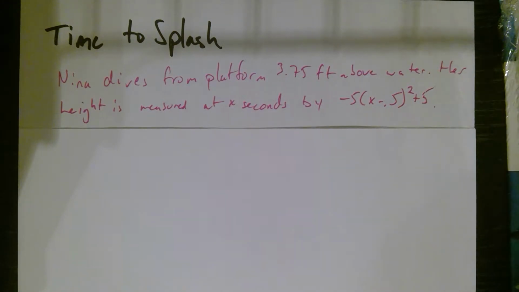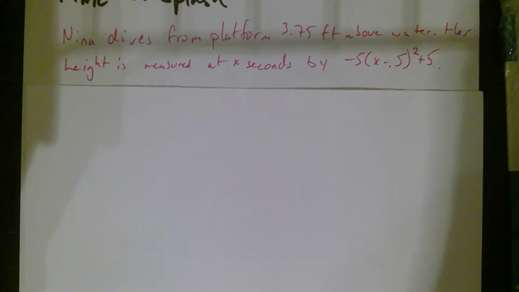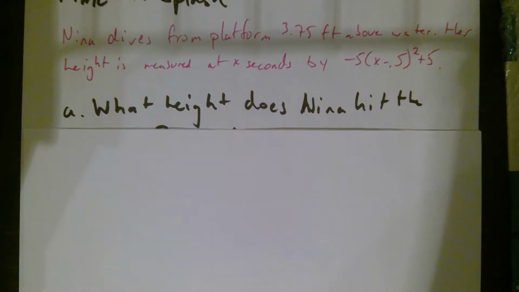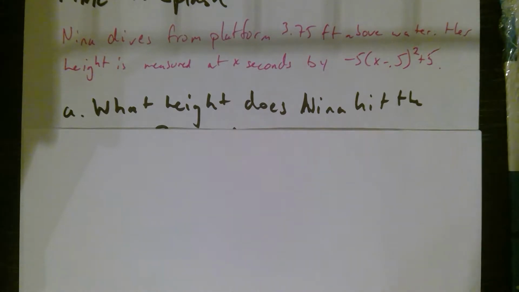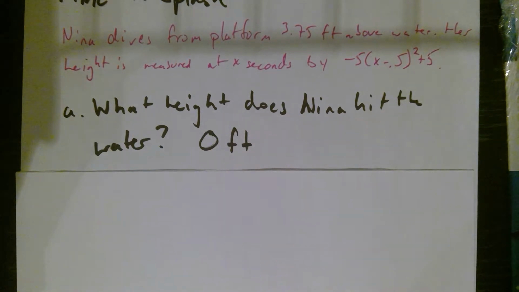So first off, we have to think about where this is going to happen. Okay, so we have this question here of what height does Nina hit the water at? Okay, so we know that she's 3.75 feet above water to start with. And then when she hits the water, she's not going to be above it, she's not going to be below it. She's going to be at that water level, and that's going to be 0 feet. Okay, that will be 0 feet is when she's going to hit the water.